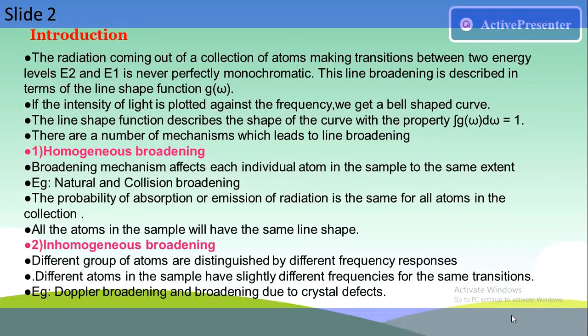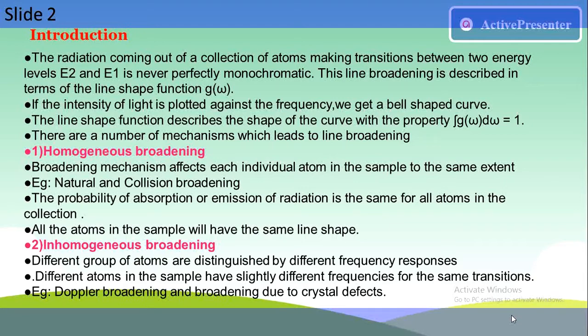Natural broadening or collision broadening comes under homogeneous broadening. In such a case, the probability of absorption or emission of radiation of a certain frequency is the same for all atoms in the collection, or all the atoms in the sample will have the same central frequency ν0 and the same line shape. Thus, there is nothing which distinguishes one group of atoms from another in the sample.